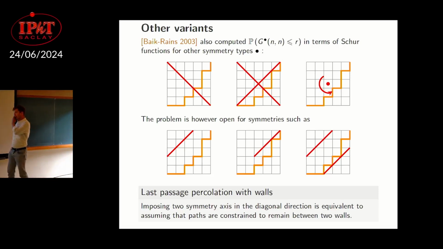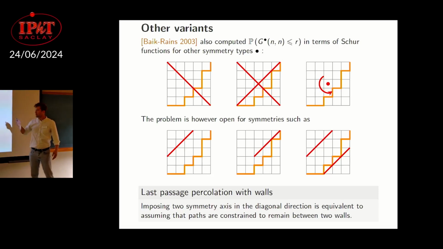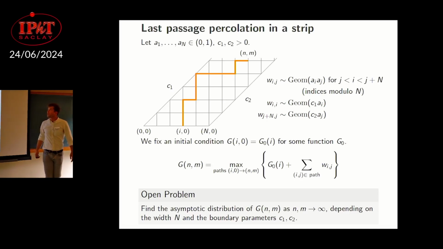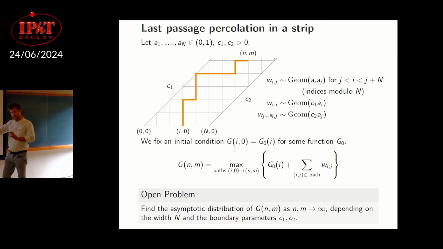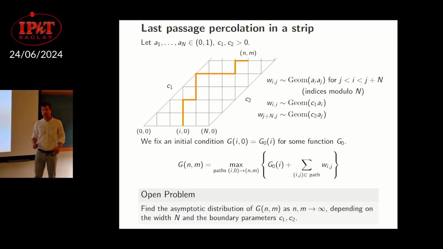So we don't know how to write the probability distribution in those cases, but I will focus now on the last case. The last case, I call last passage percolation on a strip. And even though we're not able to exactly express the probability distribution of last passage times, I think that there is some integrability and we can still do something.